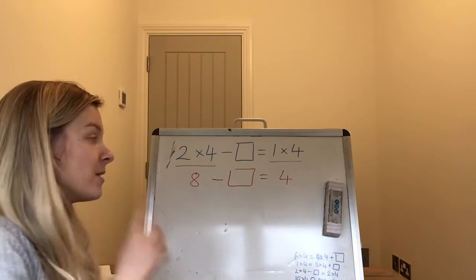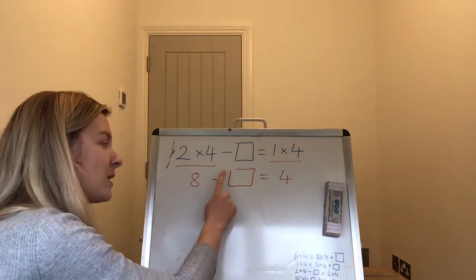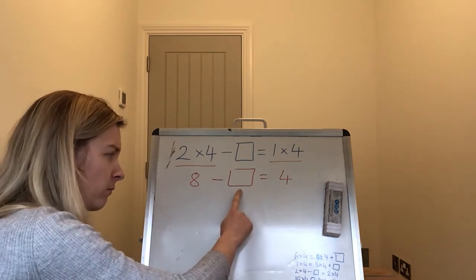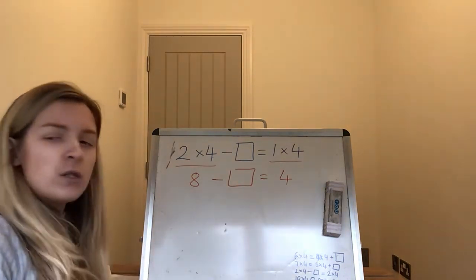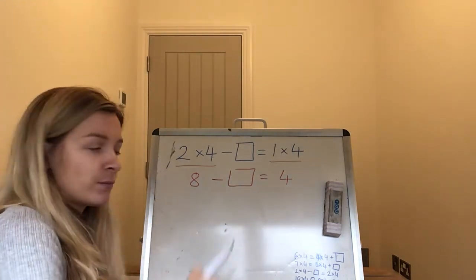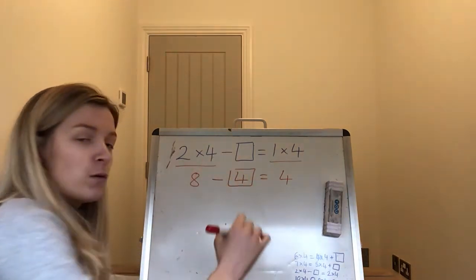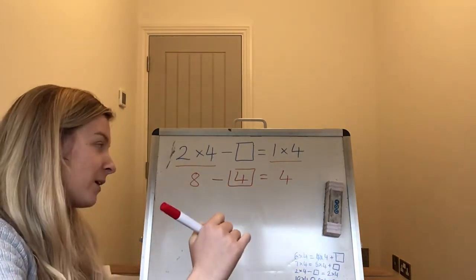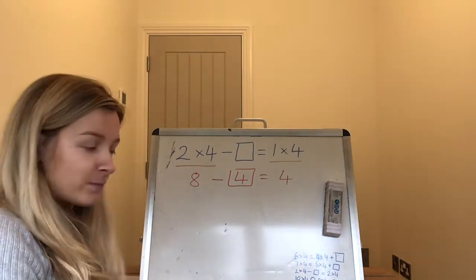Okay, now we can worry about the box. 8, take away something, is the same as 4. What do we need to take away from 8 to make 4? 4. Well done you if that's what you're thinking. And that's what goes in our box, okay?